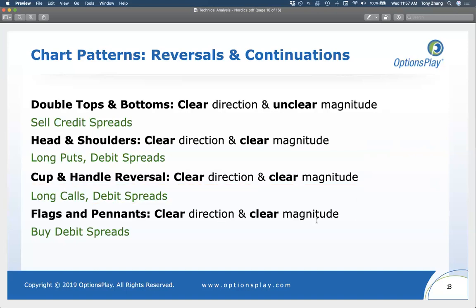And lastly, flags and pennants. This is when a stock makes a relatively big move and then consolidates for a while sideways and then continues its move higher.